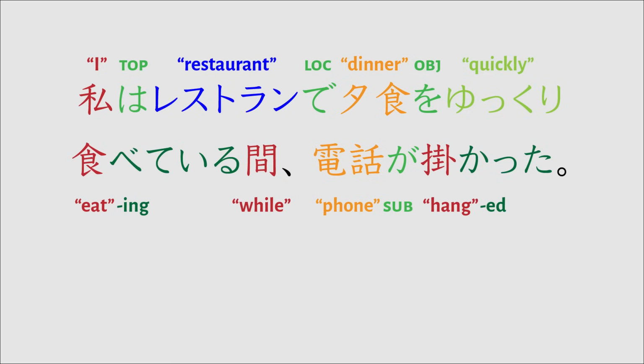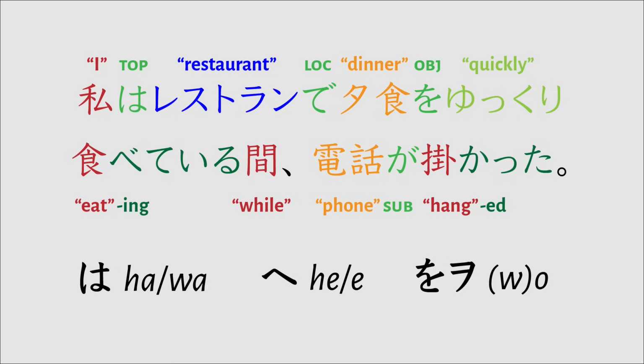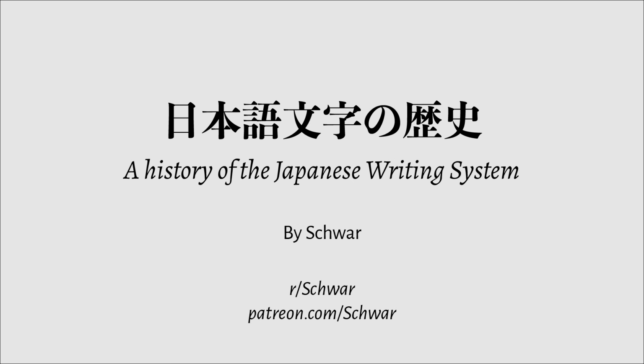3 scripts, with one being a logographic representation and the other 2 being phonetic representations of the language. Well, almost phonetic. The characters ha and he change pronunciation to wa and e when used as particles, and wo is almost always pronounced as o outside of careful speech. But be that as it may, the question still stands. Why is Japanese spelled in this mixed script style?